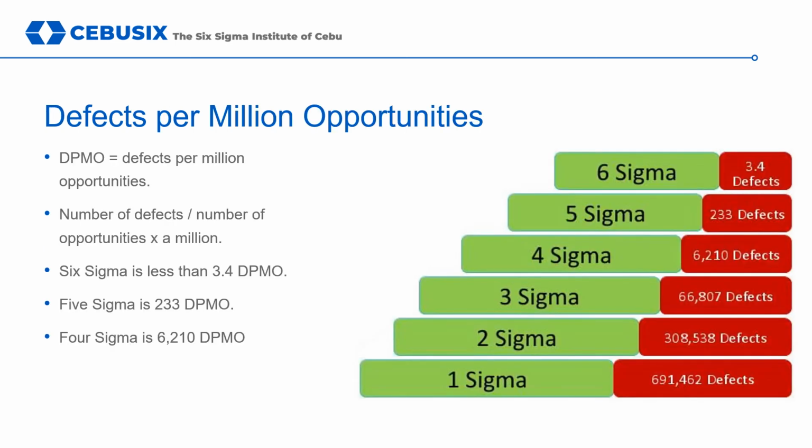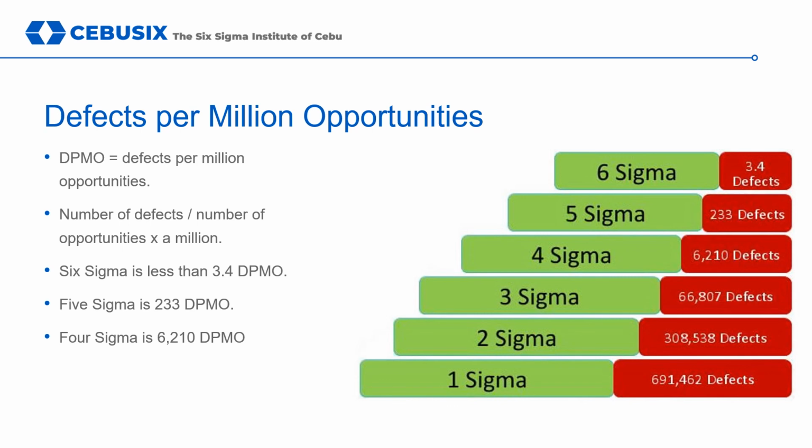Now, we have talked about defects per million opportunities on a number of occasions. To maintain a Six Sigma level, we cannot exceed 3.4 defects per million opportunities. At 5 Sigma level, that increases to 233, then to 6,210 at a 4 Sigma level. The increased number of defects compared to the decrease in Sigma level is exponential. We calculate this metric by simply dividing the number of defects observed by the number of opportunities sampled and then times that by a million.